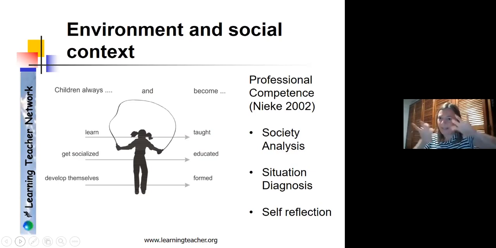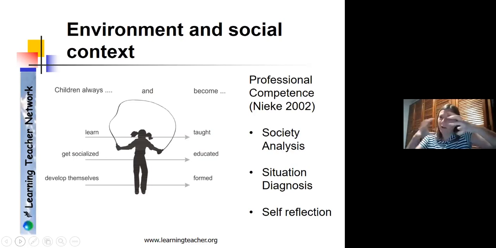We cannot separate this, it's integrated. And for a professional competence, which has this in mind and is aware of a context and of this holistic point of view of education, it's very important not only to prepare a lesson well in connection to the class I have there, but also to make a society analysis, situation diagnosis, and a self-reflection.